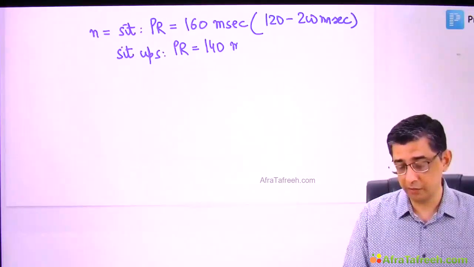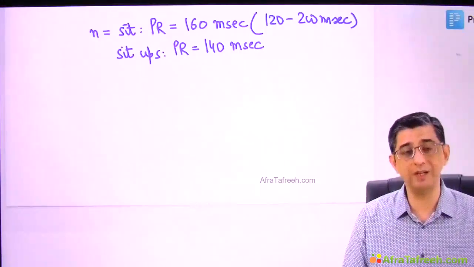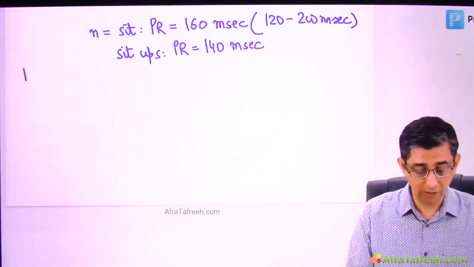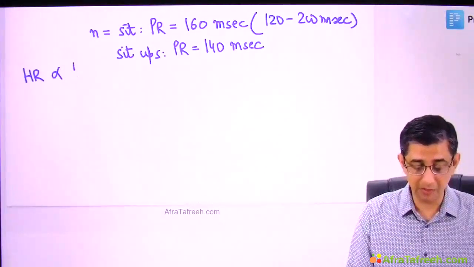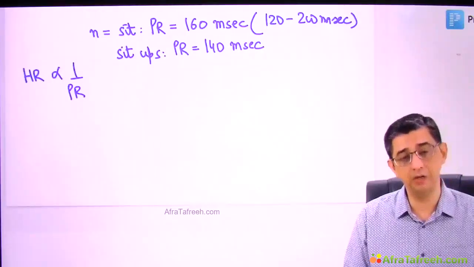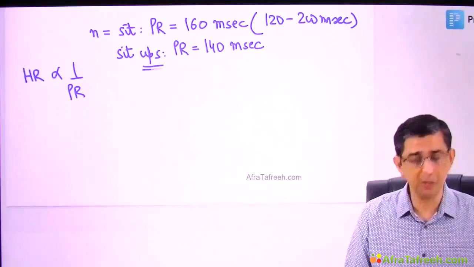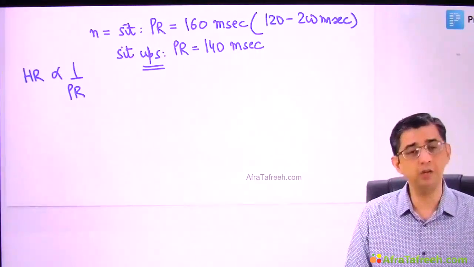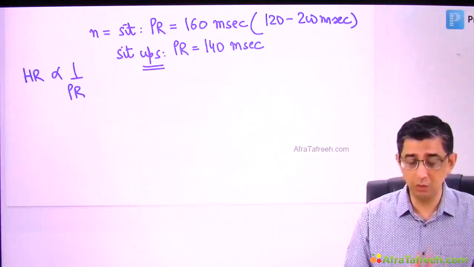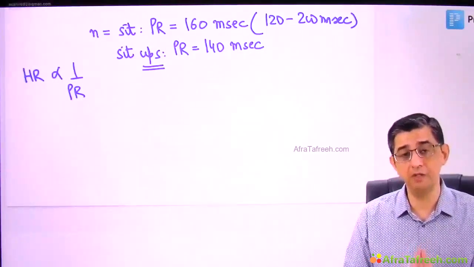So my point is that our PR interval is not constant. It tends to change with the heart rate. I've already explained this concept earlier by simply saying heart rate is inversely related to PR interval. Here I just said that any kind of physical activity that you do, like sit-ups, push-ups, planks, whatever, the PR interval will become relatively lesser. So in you and me, the PR interval will vary with exercise.